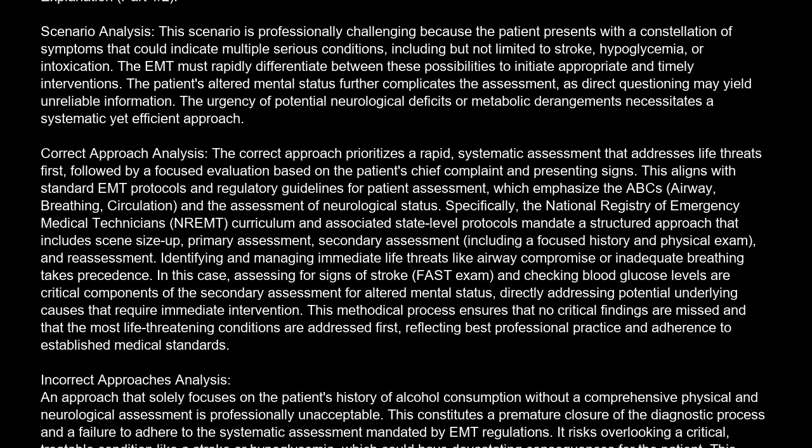Incorrect approaches analysis. An approach that solely focuses on the patient's history of alcohol consumption without a comprehensive physical and neurological assessment is professionally unacceptable. This constitutes a premature closure of the diagnostic process and a failure to adhere to the systematic assessment mandated by EMT regulations. It risks overlooking a critical, treatable condition like a stroke or hypoglycemia, which could have devastating consequences for the patient. This approach demonstrates a bias and a lack of adherence to the principle of treating the patient's signs and symptoms, not just a presumed cause.